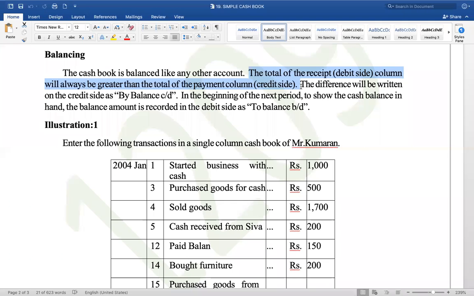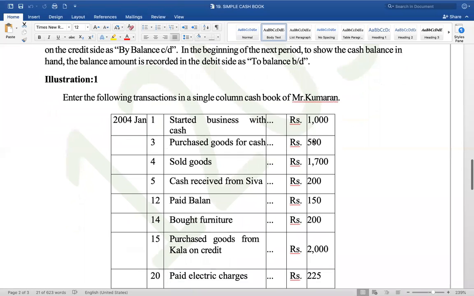So the difference will be written on the credit side as by balance carried down. On the credit side, there's a gap. You will fill it by writing by balance carried down, and you put the last date in the date column, even if it is not given in the problem. Now what is closing for this accounting period will become opening for the next accounting period. On the first day of the next accounting period, again you'll write to balance brought down.